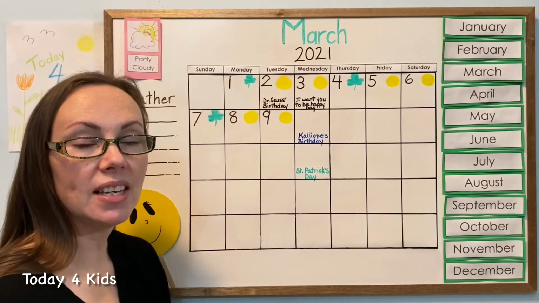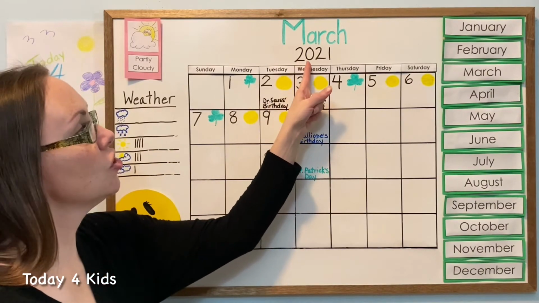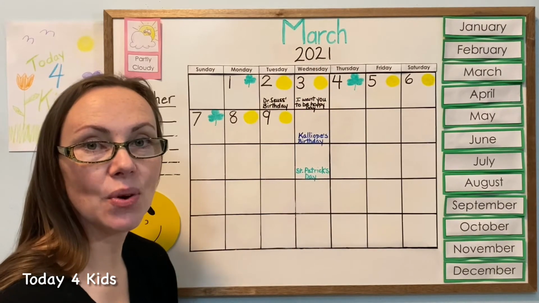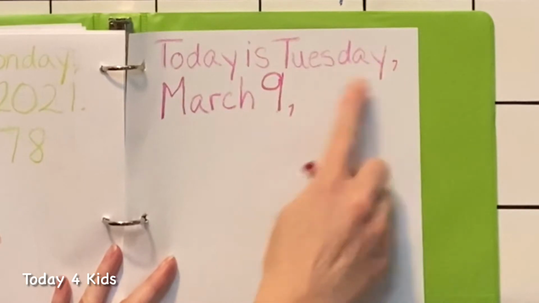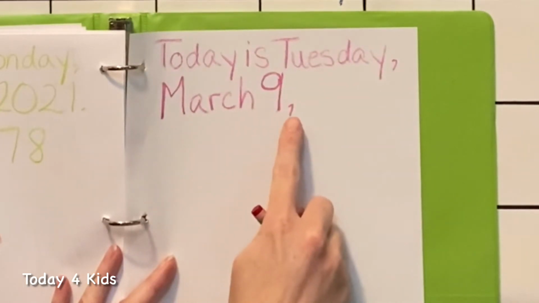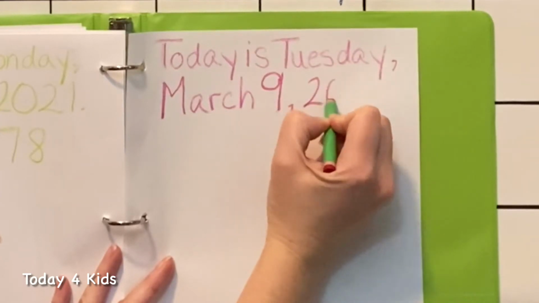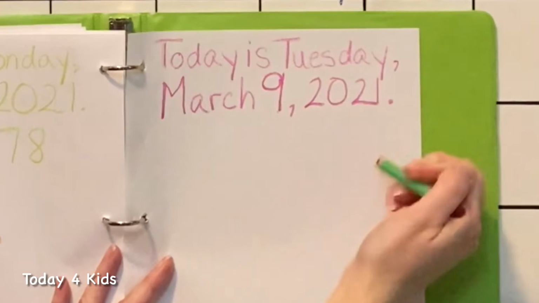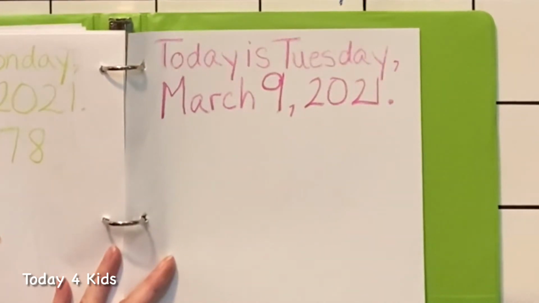Do you remember what the year is? Look at the top, up by the month, 2021. Let's put the year into our agenda. Today is Tuesday, March 9th, 2021. And then a period. And that period reminds us to stop.